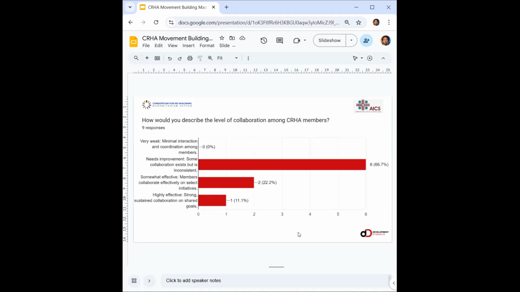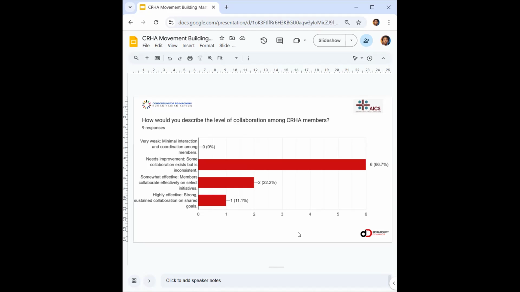Then we had an interesting question where we were just trying to see, again, for the members of the consortium, how we describe the level of collaboration that's happening amongst us as members. And this was interesting because, all of these responses were taken in confidentiality, so don't think that I know who the respondents are.